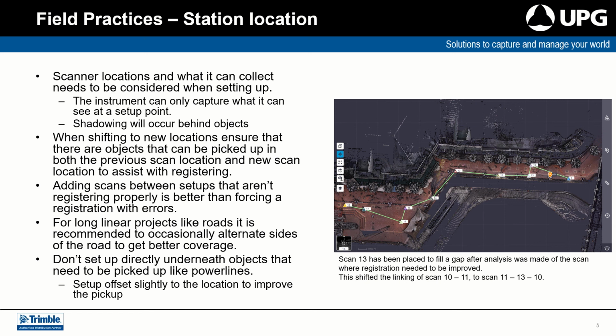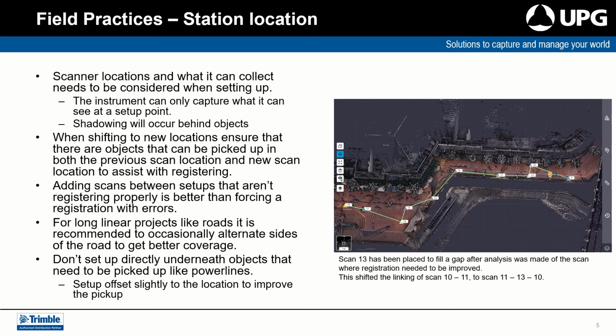Scanning locations and what you need to collect must be considered when setting up a scanning project. The instrument can only capture what it can see at any given point, and it should be noted that shadowing behind objects needs to be a consideration in what is being collected. If you are seeing shadowing in data, it may be necessary to move the scanner to a new location to capture the data behind, if it's relevant to what you're picking up.